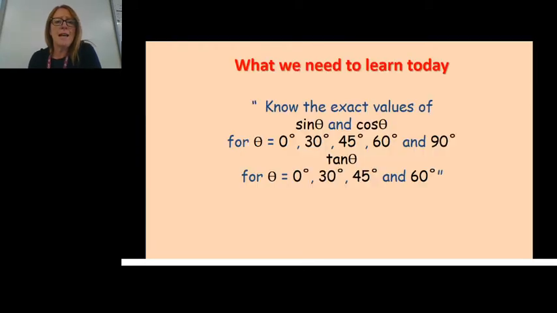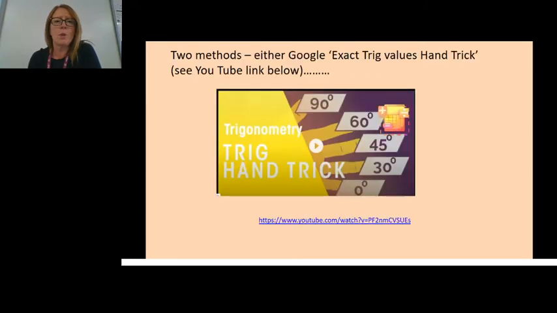Now, what we need to know today is the exact values of sine theta, cos theta and tan theta, and theta will be 0, 30, 45, 60 and 90 degrees. Now, there's two methods. I'm going to do the second method, but if you want to have a go using the exact trig values hand trick, you can Google that. There is a link on the bottom there if you want to try that method, if you think that might be a little bit easier.